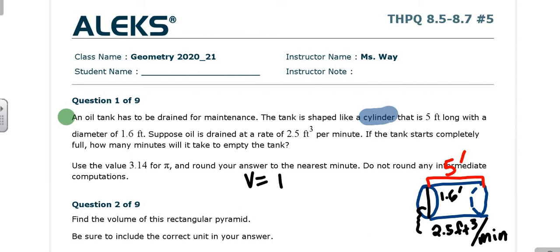Volume equals base times height. Always trace your radius here. A radius is half of 1.6, which is 0.8. Always trace your radius. So that's 0.8 squared times your pi, which we're going to use exactly and only 3.14, times our height, which is 5. That's going to get our volume.